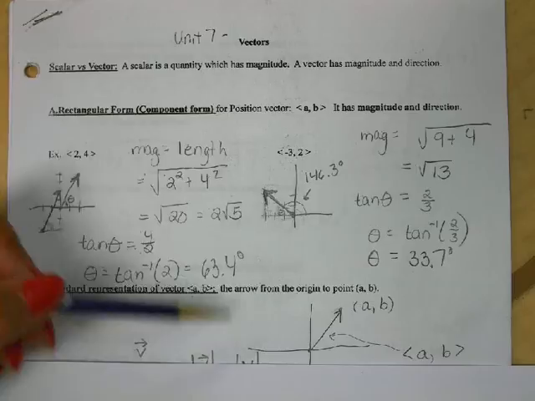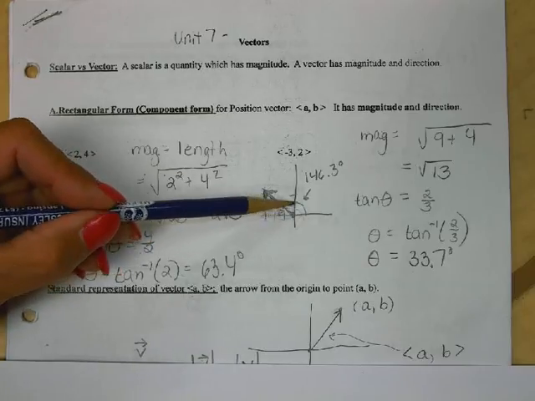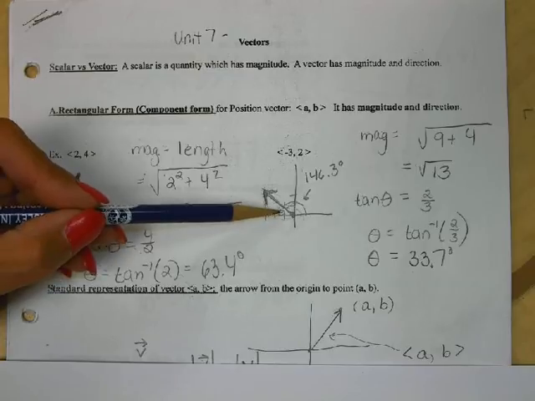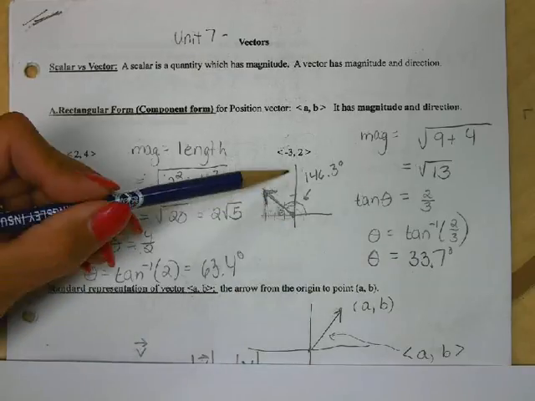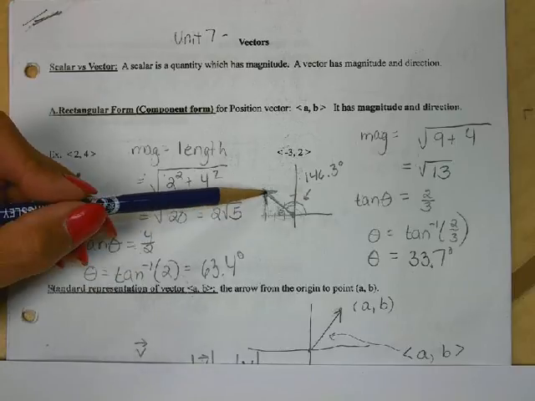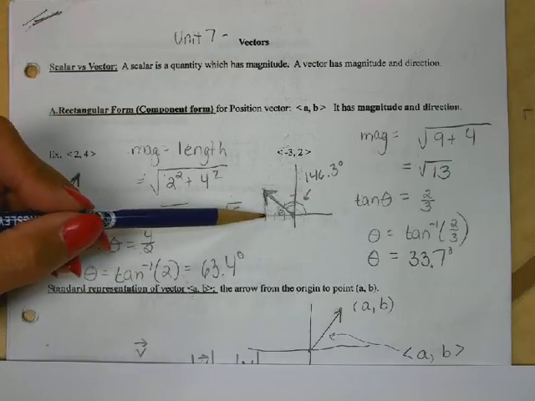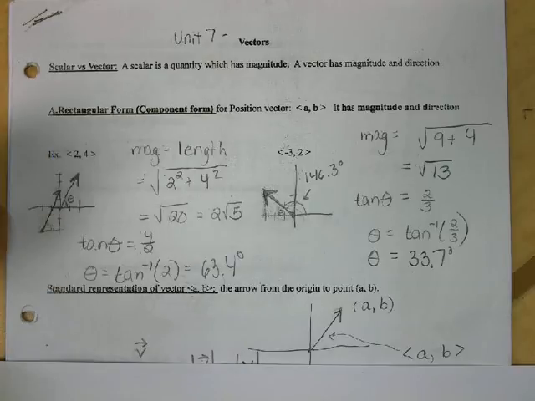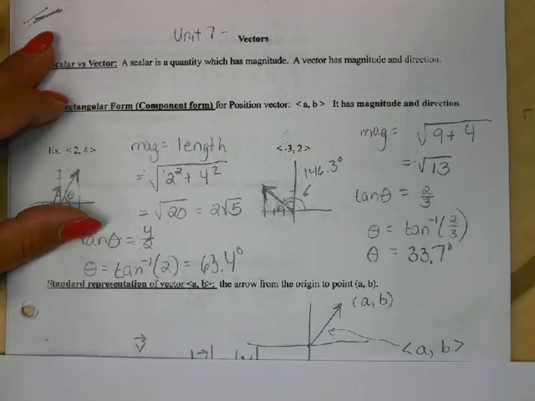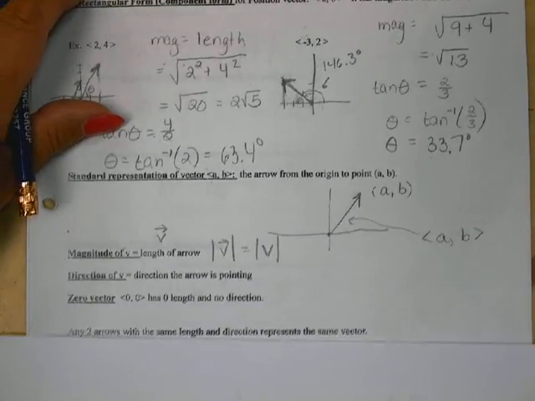Found that to be 33.7 degrees, and then if I want to determine the angle relative to the positive x-axis to talk about direction, then I just take the supplement of 33.7 degrees to arrive at the 146.3 degrees. So drawing pictures of these, it makes everything much clearer for your computations.